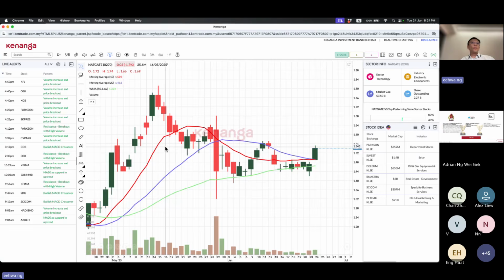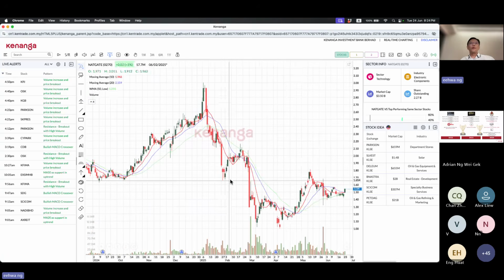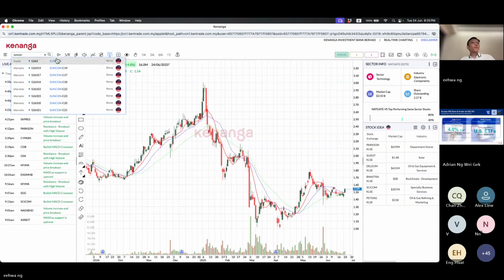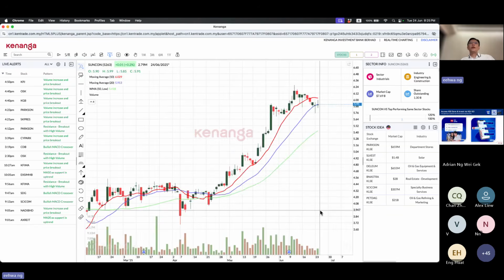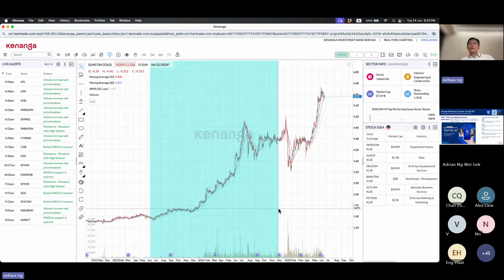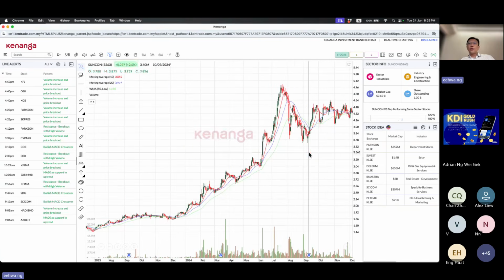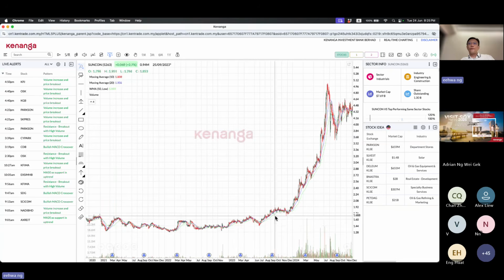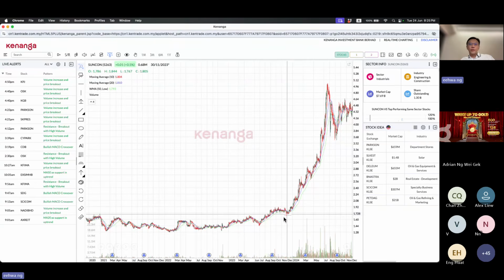How to do FIBO projection? Let me see what stock is suitable to do FIBO projection right now. Definitely not Netgate. Why don't we do it on Suncon? Okay, Suncon is going up. We do here. This is coming down, right? Coming down and found a support. So for FIBO, this is the trend. The start of the trend is here.